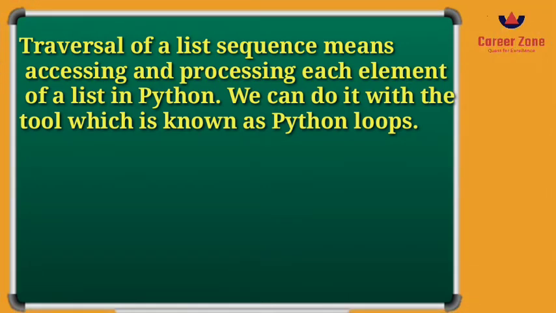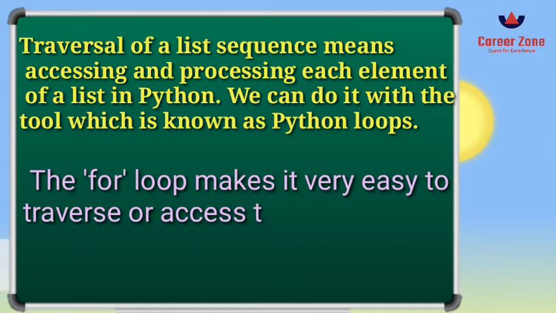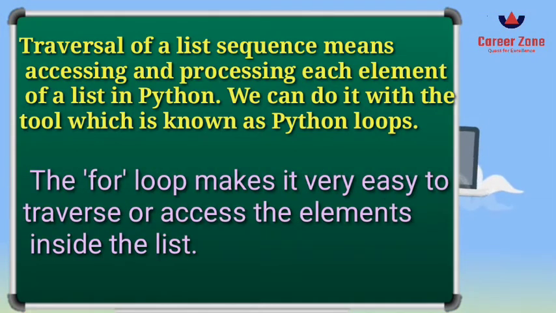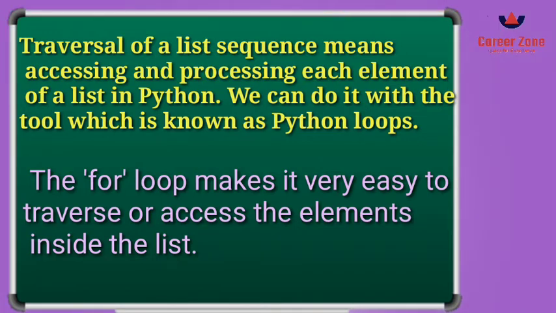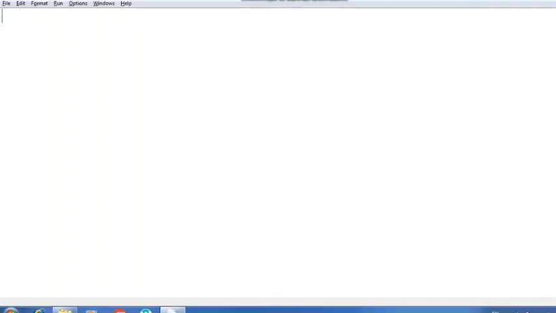It is very easy to access a list by using a loop, and we will be using a for loop here to access each element of the list. So let us begin with the example first of all. Students, I have opened the Python shell in script mode, and now I am going to show you how we can traverse a list.